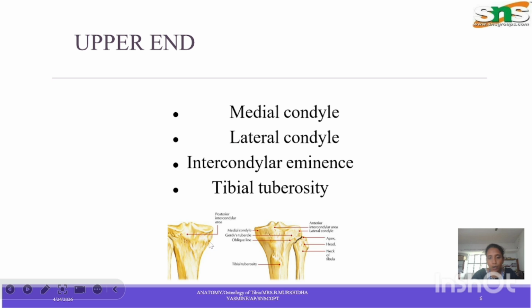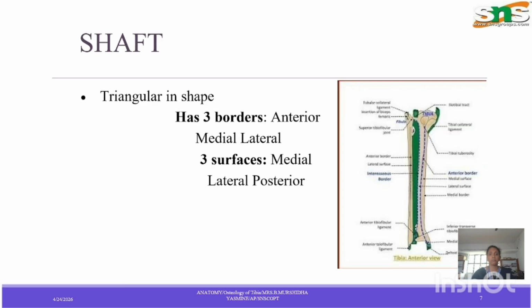The anterior intercondylar area, the posterior intercondylar area. Here is the medial condyle and the lateral condyle. There is a tubercle present in front of the lateral condyle, Gerdy's tubercle, and there is an oblique line present from the lateral tubercle, and there is the tibial tuberosity present over here. And the intercondylar eminence is present in the upper end. These are the structures present in the upper end of the tibia.